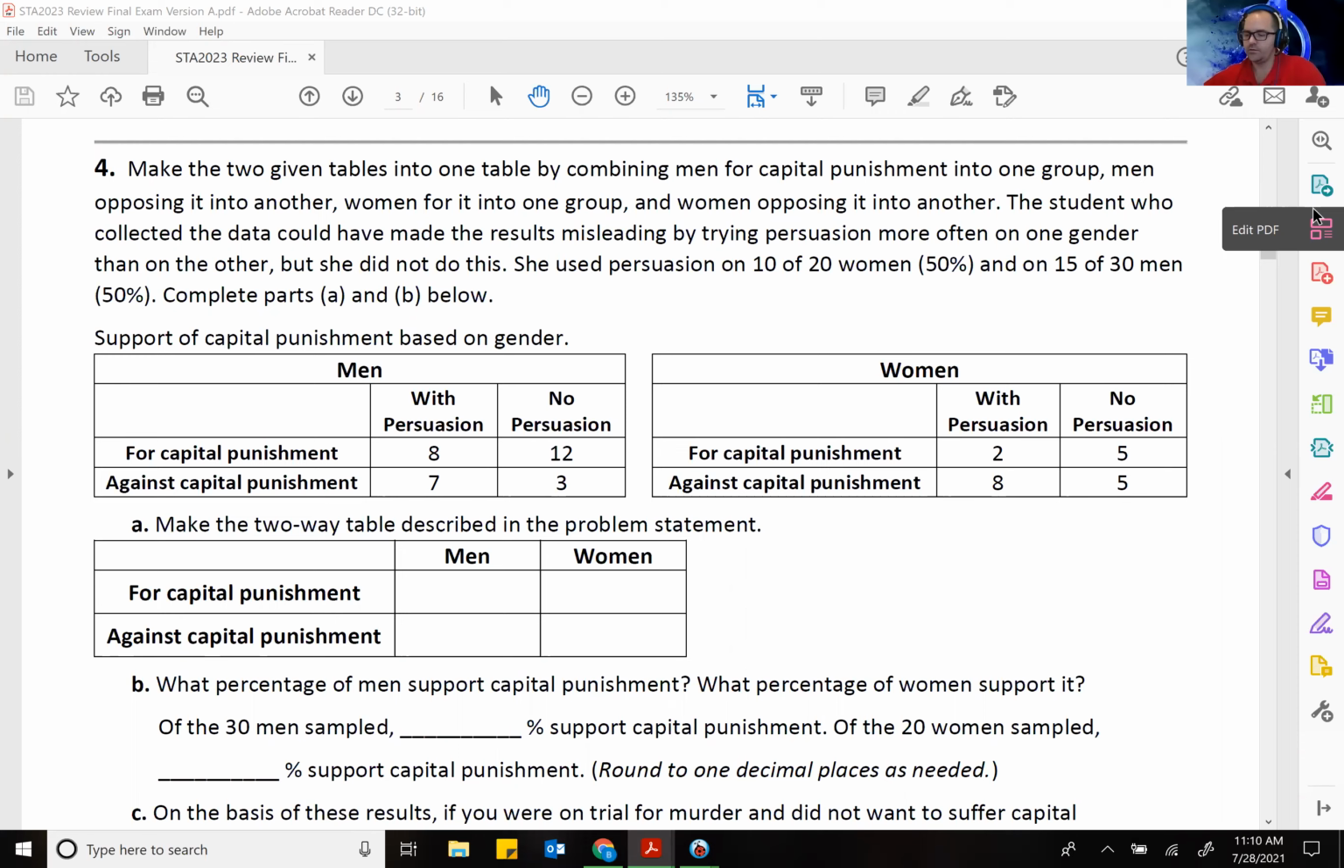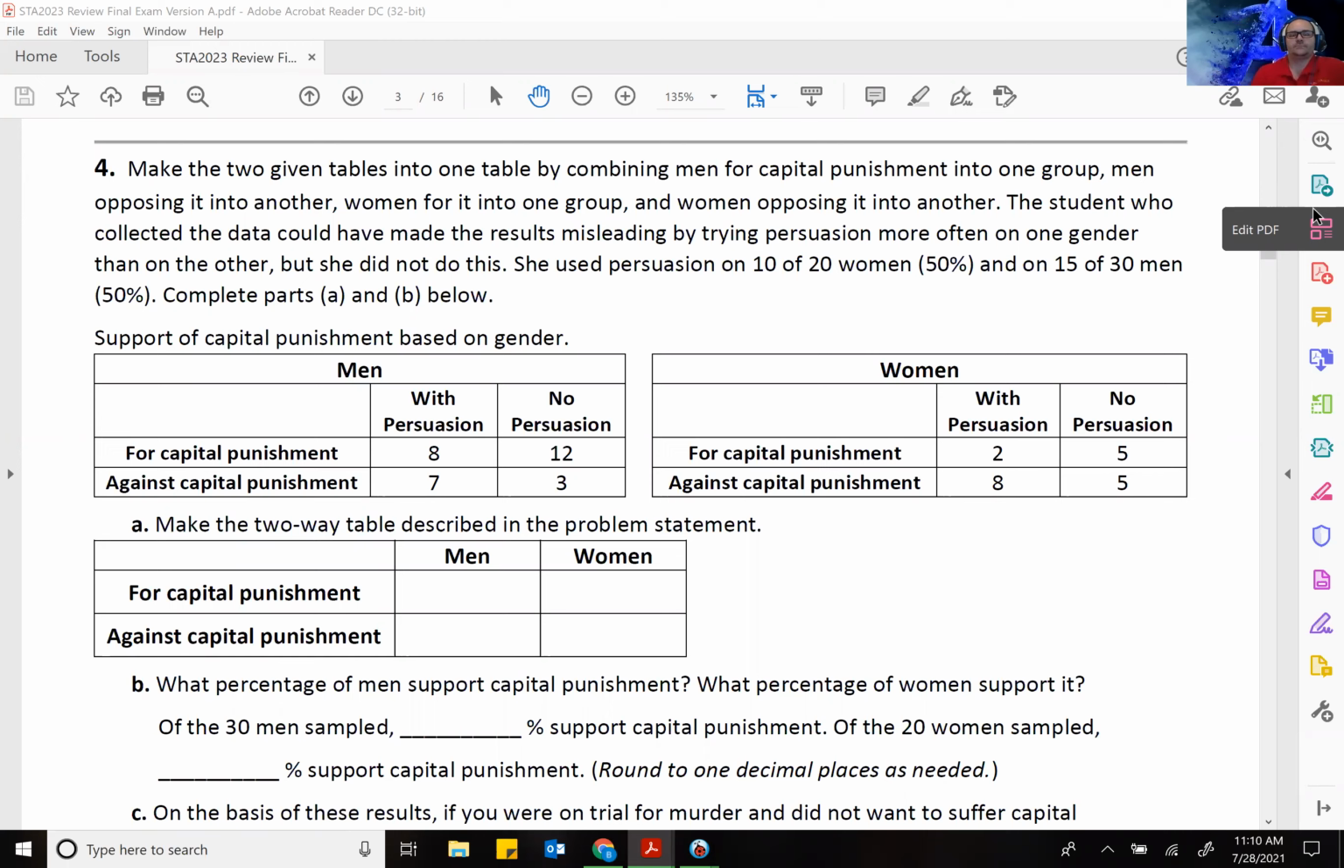So for capital punishment, and I'm creating the table on my little piece of paper here. Against capital punishment, and we've got men versus women. So men, women. So how many men are for capital punishment?